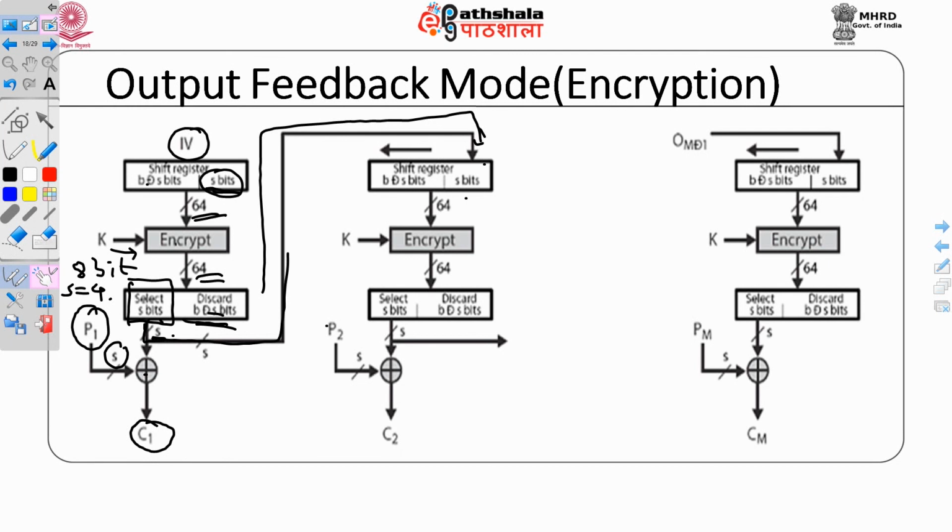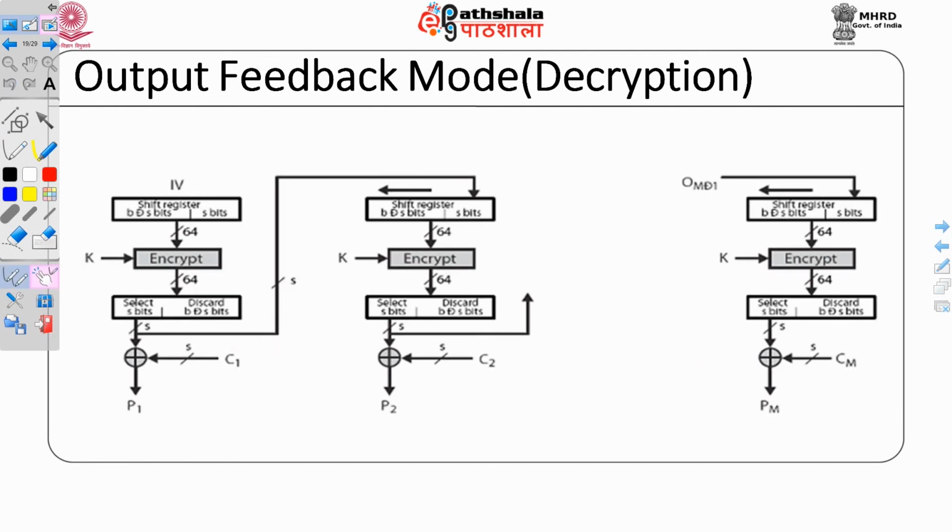How would the decryption process work? For the decryption process, once again the same process would be repeated. This time you can see the output of S bits, and what is the input? Input is again S bits of C1. So, P1 would be generated. The only difference is in this module. In the encryption module, P1 was fed, it was exclusive OR with the S bits and C1 was generated. In the decryption process, C1 is input with the S bits of the key and P1 would be generated.